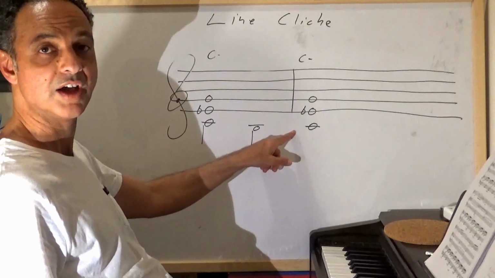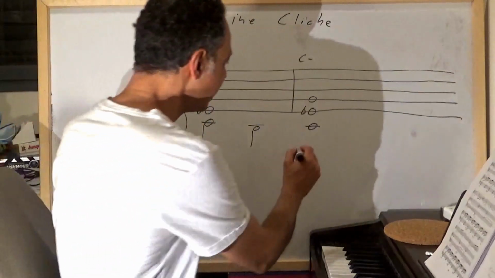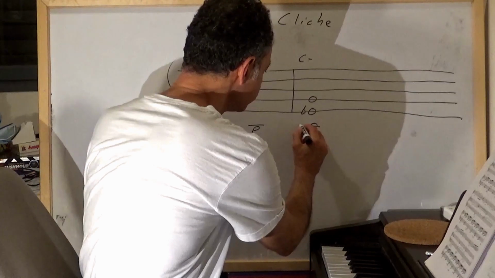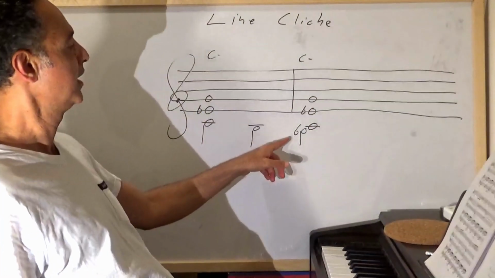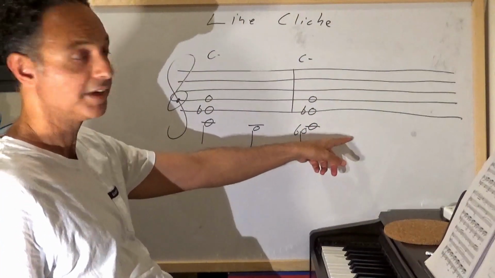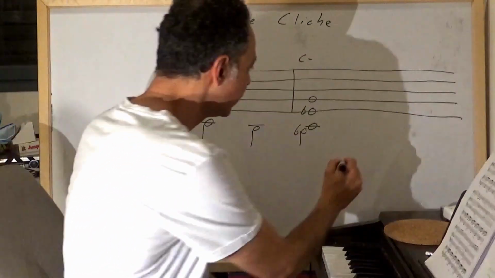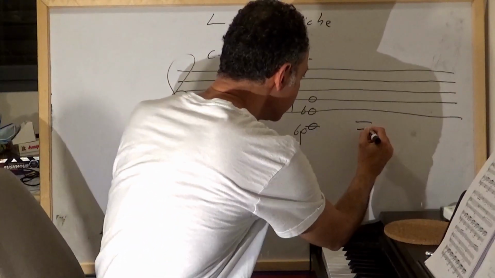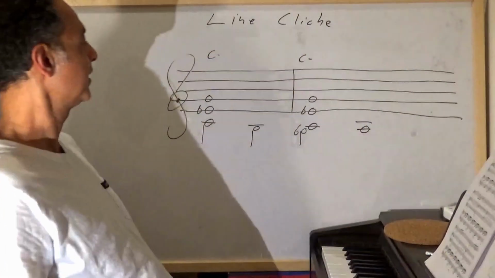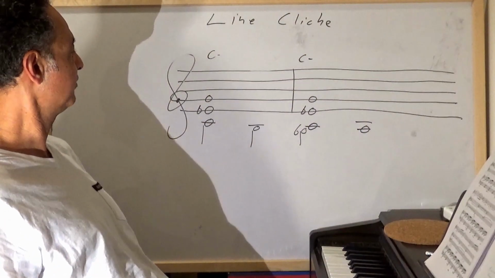The B will go down by half step to the note B flat. And the B flat will go down by half step to the note A. Now, let's see what we have.